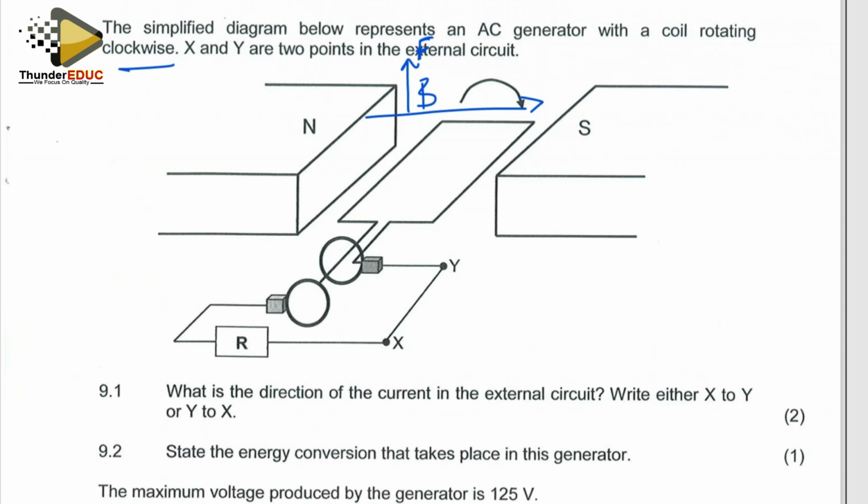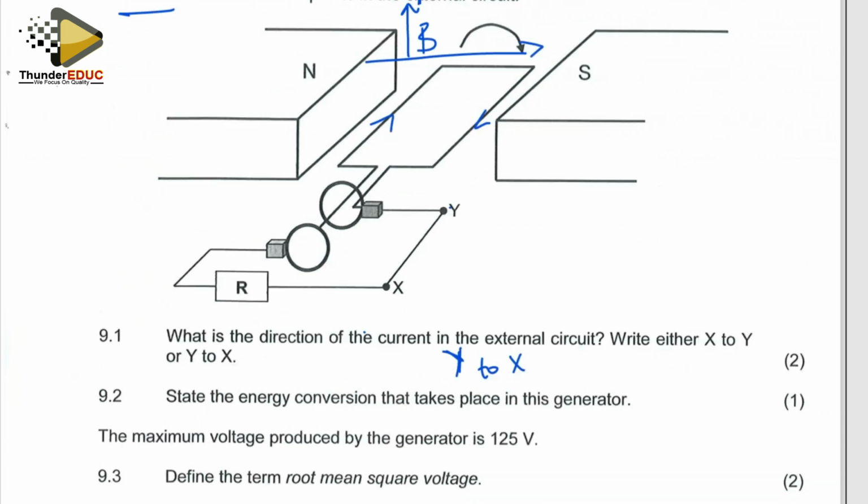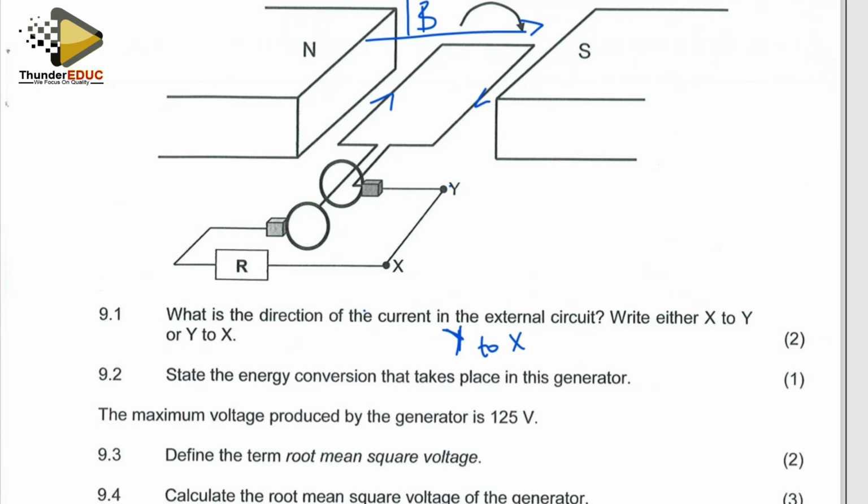Now they want the current. So the current must be moving from Y to X, which is that direction. So here I'm just going to say Y to X. You don't need to explain, just use the right hand rule. Okay, so it's the right hand rule.